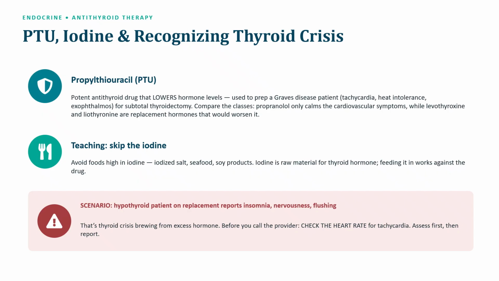So when you notice that your patient with hypothyroidism starts to develop insomnia, nervousness, and flushed skin, that just means they're now leaning toward a thyroid crisis. We assess their heart rate for tachycardia, and then we notify the physician.